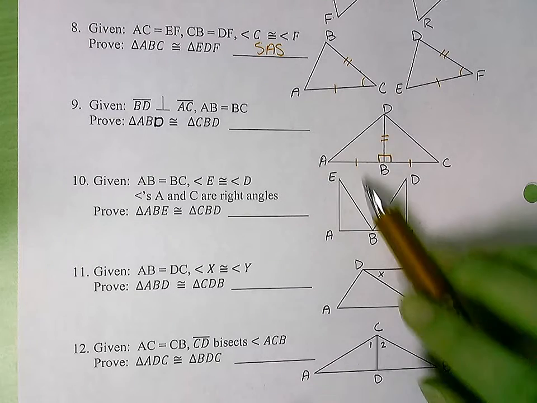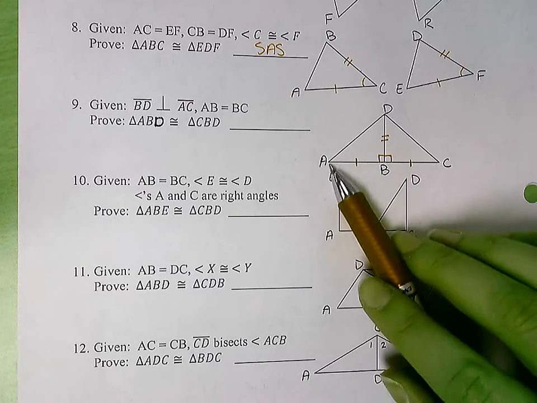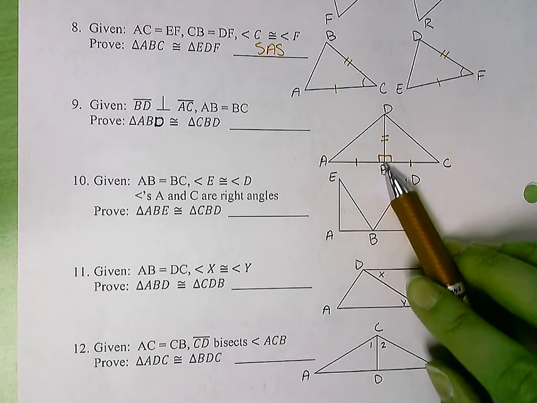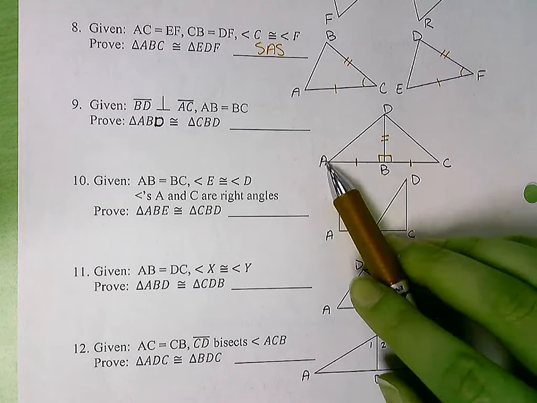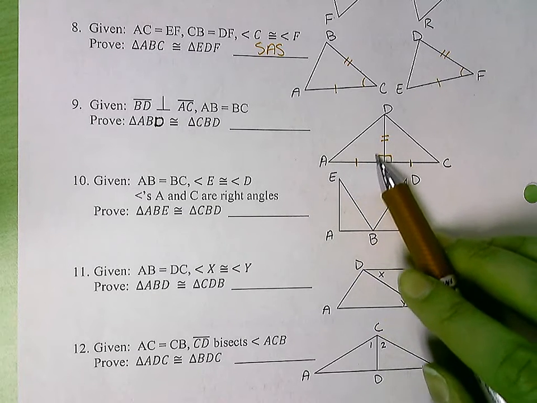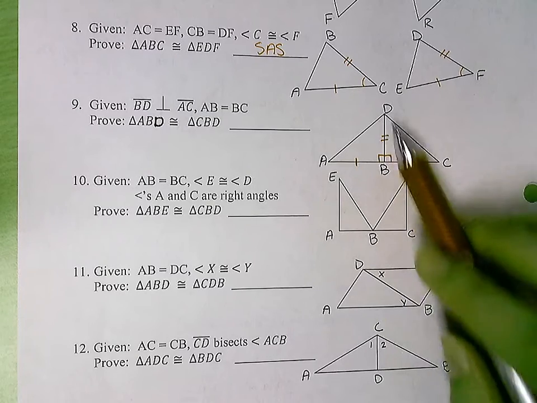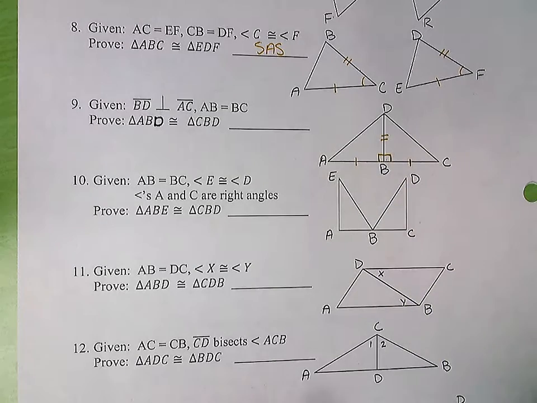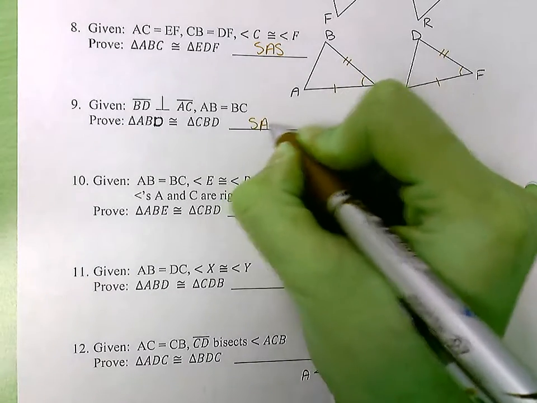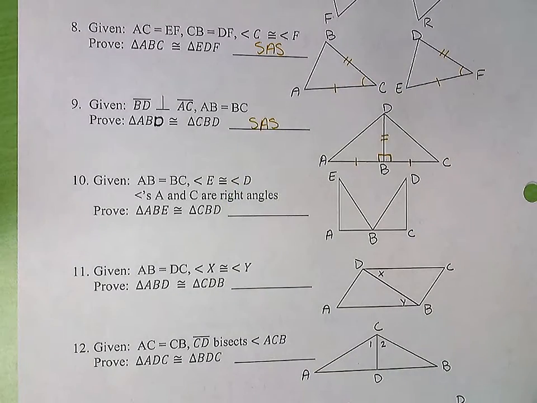So if I look at my reasons, if I go from A to B to D, I have a side, an angle, and a side. So this one, to prove that those two triangles are congruent, would be side, angle, side, not hypotenuse, leg.